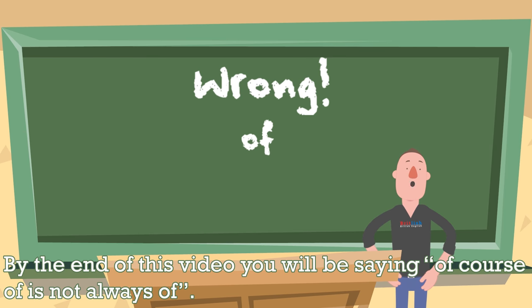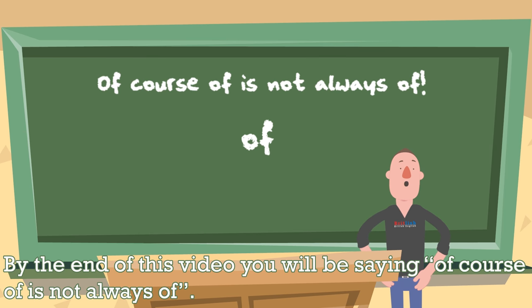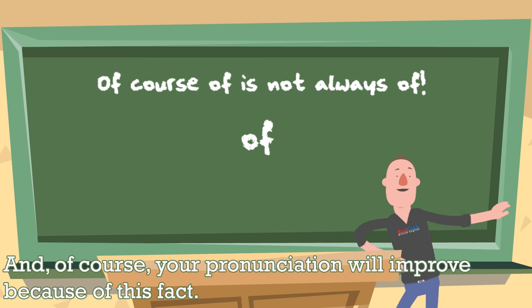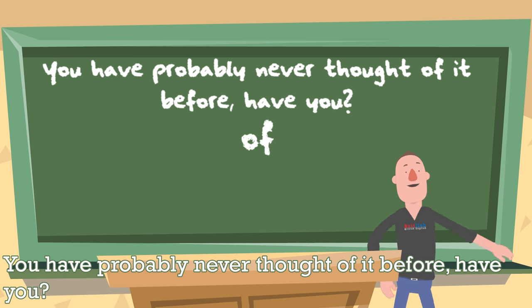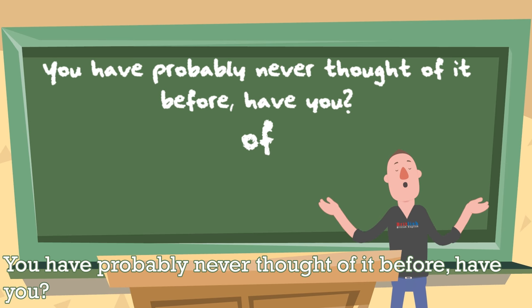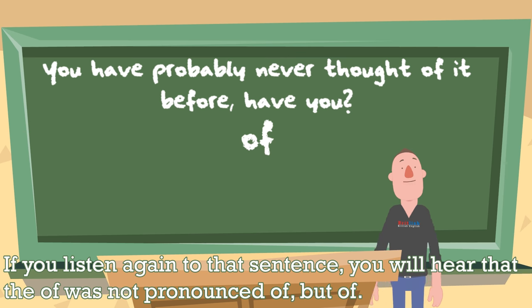By the end of this video, you'll be saying, "Of course "of" is not always "of"." And of course, your pronunciation will improve because of this fact. You've probably never thought of it before, have you? If you listen again to that sentence, you'll hear that the "of" was not pronounced "of", but "əv".